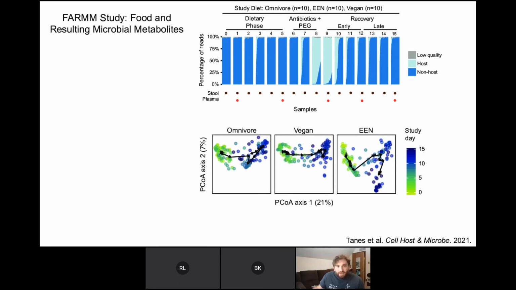And so what you can see is that in both the omnivore and vegan groups, they start on the left side, in the upper left, they move over to the right following the intervention. And then at the very end, the arrows start to move back towards the beginning. It's drastically different for the exclusive enteral nutrition group.